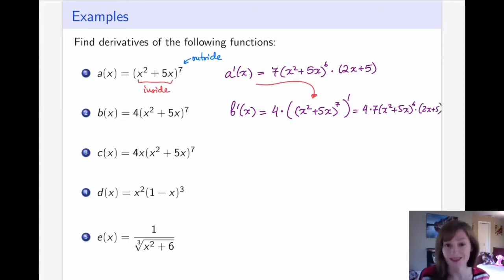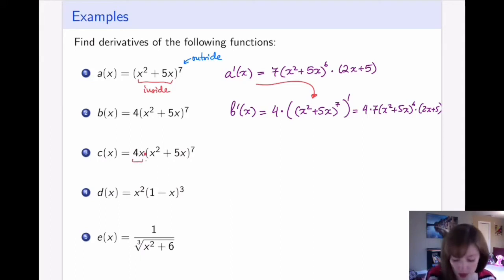There we go, squeezed it in. Okay, the next case is 4x times this function. So in itself, this big function is actually a product of two things. This is one key thing to notice right away: if it's a product before it's a chain rule, then I have to apply the product rule first.